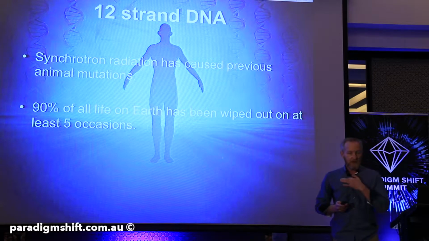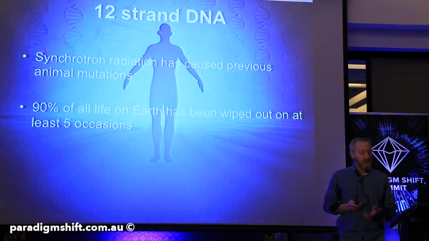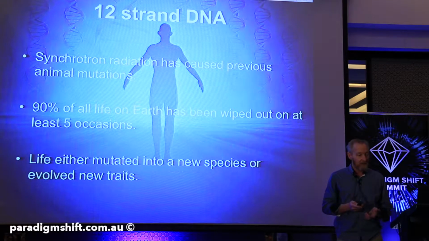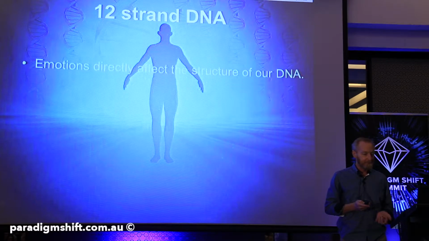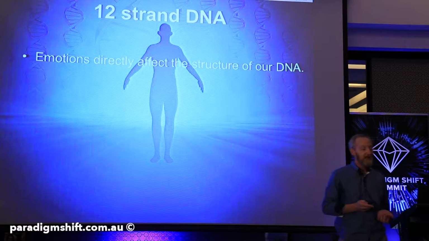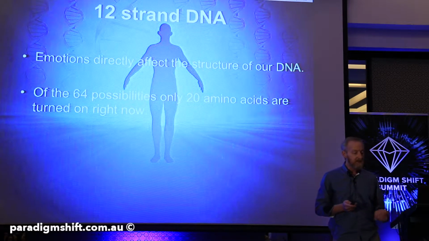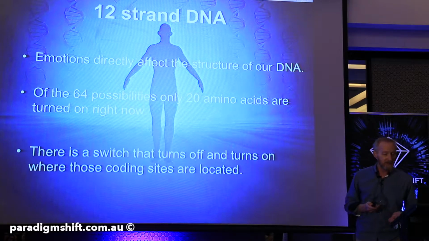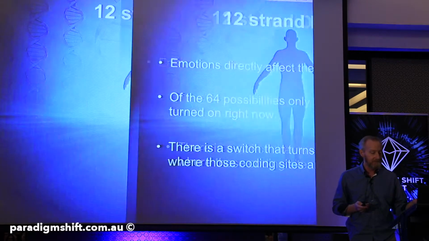So as I said before, it's created animal mutations, and 90% of all life has been wiped out, right? So it's either mutated or developed into a new species. Now we get back to emotions, how they directly affect the structure of your DNA. Because of the 64 possible codons, only 20 are turned on right now. So there's a switch that turns them off and on, right?